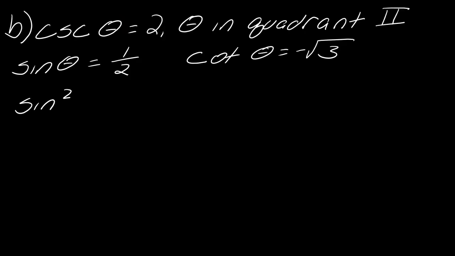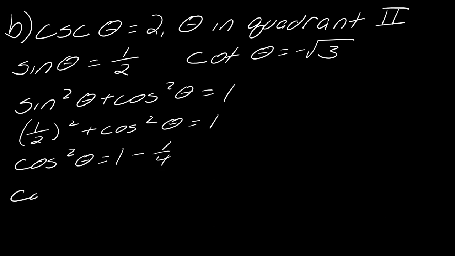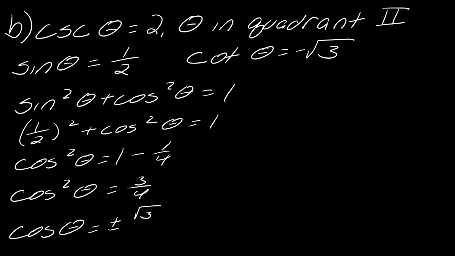So I've got sine squared theta plus cosine squared theta equals 1. So I'll plug in that 1/2 that we found earlier, and I'll go through the motions here. So I get cosine squared theta equals 1 minus 1/4. So cosine squared theta equals 3/4. And so then cosine theta is going to be equal to plus or minus the square root of 3 over 2. So I take the square root of the top and the bottom here.